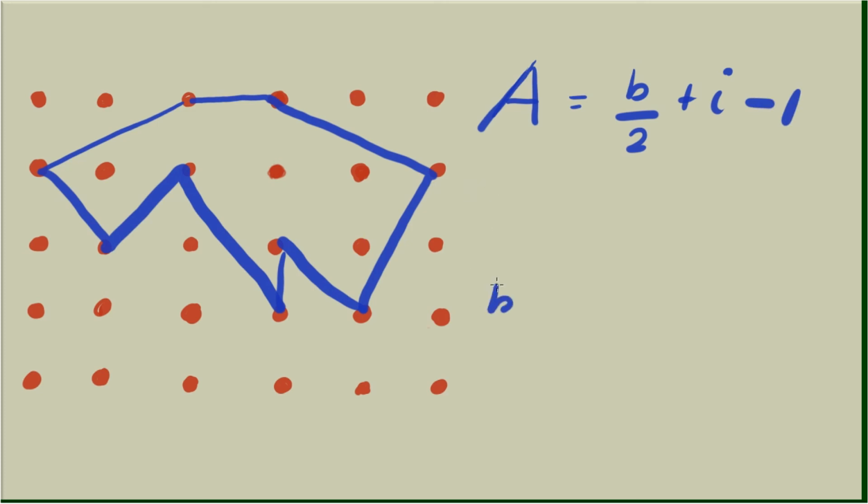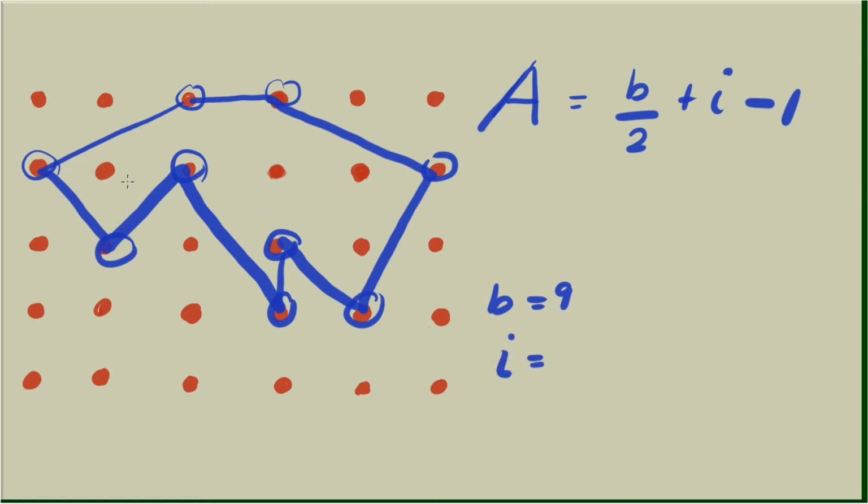All right, so let's count the number of boundary points. 1, 2, 3, 4, 5, 6, 7, 8, and 9. So we have 9 boundary points. Those are the points on the sides of this irregularly shaped polygon. And then what about the interior points? How many points inside this polygon do we have? 1, 2, 3, and 4. So 1, 2, 3, 4 is our interior points.